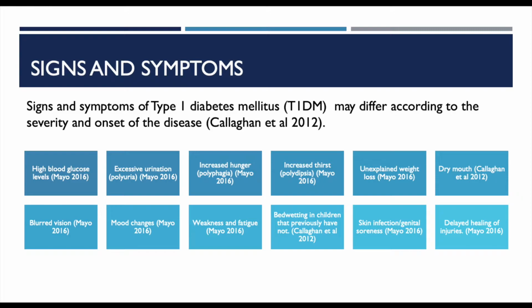Finally, skin infections occur as a result of bacteria thriving off high glucose in the urine. This enables genital sores, thrush, and infection.